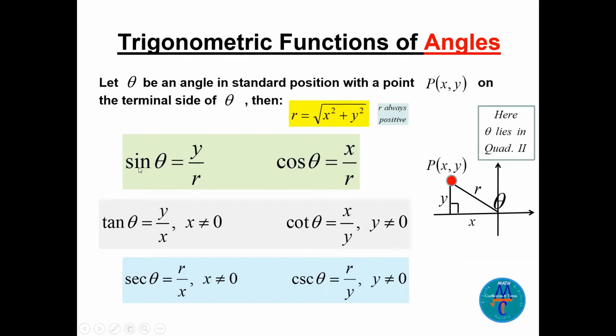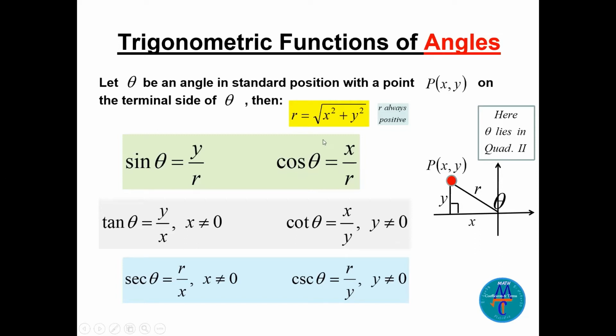So we define the sine function. Sine of theta will be y over r. See, this is the angle now in quadrant 2. So the sine of that angle will be the y divided by the r, or you can say the opposite divided by the hypotenuse. Cosine of theta will be x over r. See this x over r. It will be the adjacent divided by hypotenuse.